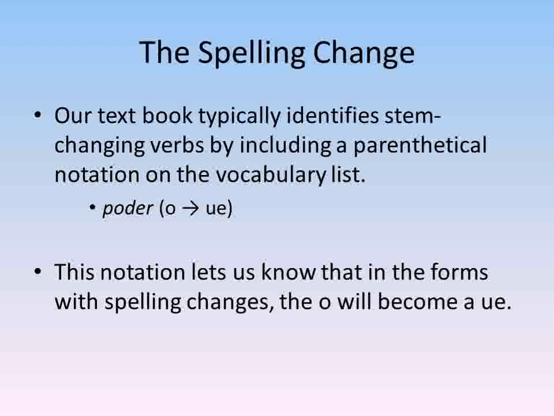Our textbook will typically identify stem-changing verbs by including a parenthetical notation on the vocabulary list, that last page of each chapter. So if you looked at the verb poder on a vocab list, you would see a parenthetical notation of O, arrow, UE. This notation identifies the verb as a stem-changing verb and tells us that in the present tense, the O's will become UE's within the forms that change.